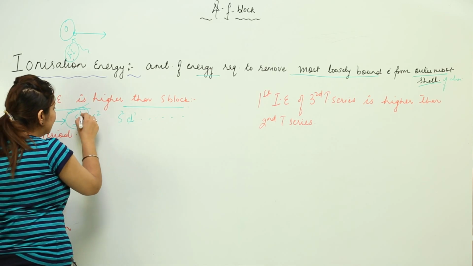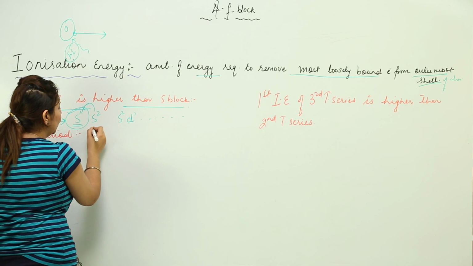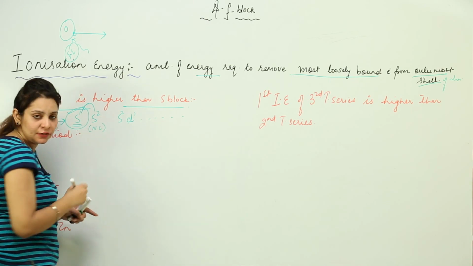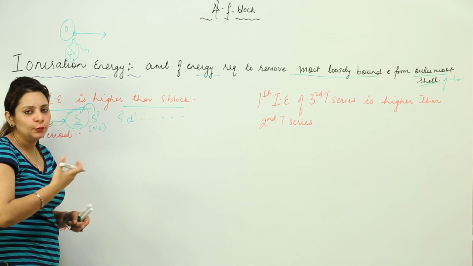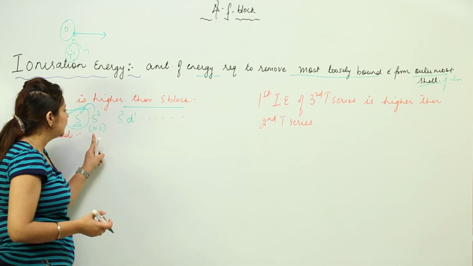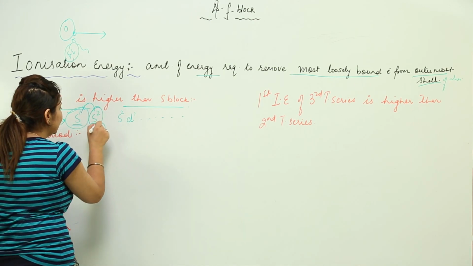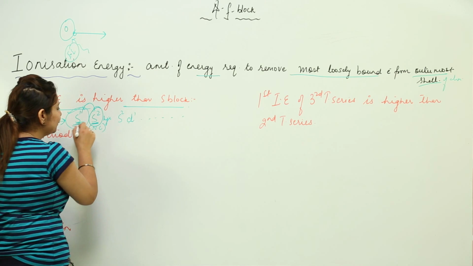So if we compare the first s group and the second s group, the second is comparatively smaller because of the increase in nuclear charge, as there are more electrons. More electrons means more protons obviously, and there will be increased nuclear charge. Therefore the size decreases and the ionization energy of this one is higher as compared to this.